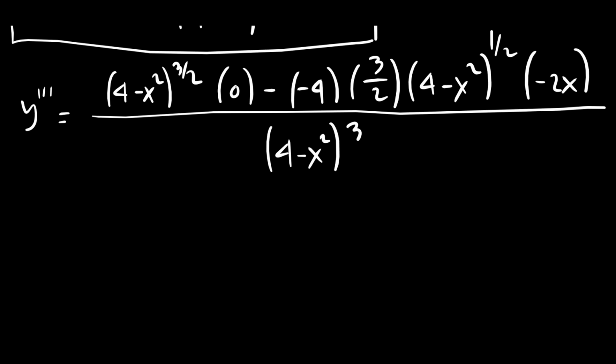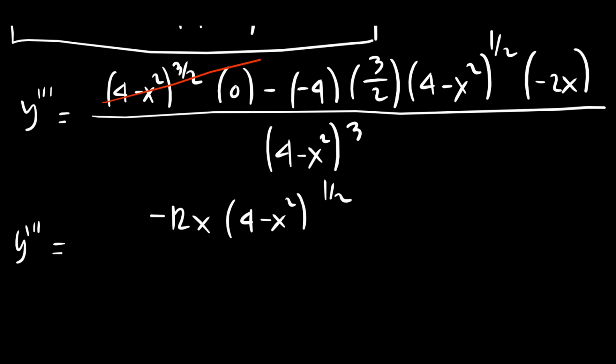So after this one, we will simplify. So this will be cancelled because of 0. So after this one, we will further simplify. Negative multiplied by negative, so it is negative also. So positive times negative, so it is negative. So negative 4 times 3 is just equal to 12, so 12x multiplied by 4 minus x squared raised to the power of 1 half all over 4 minus x squared raised to the power of 3.